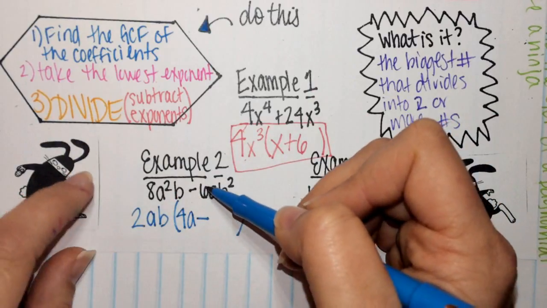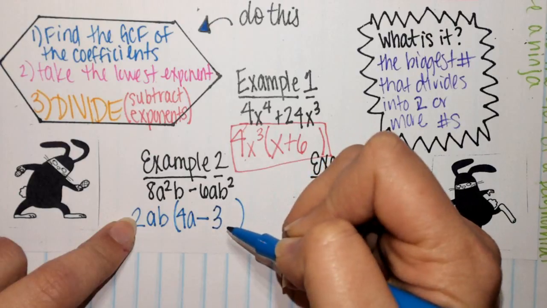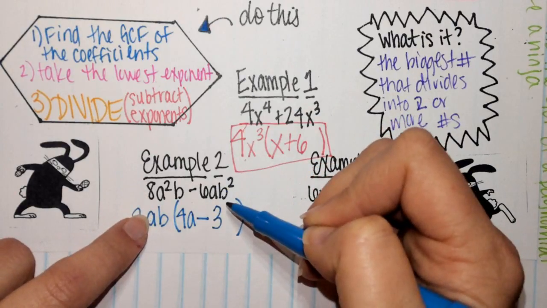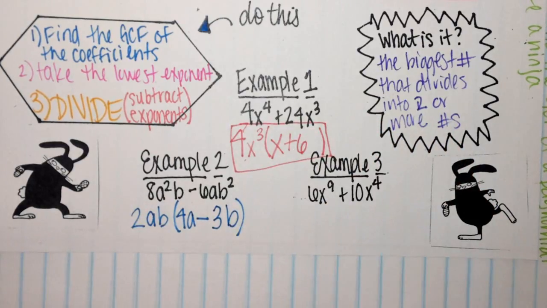Now we go over here. 6 divided by 2 is what? 1 minus 1 is 0. So the A's we don't write those down. And 2 minus 1 is? 1. So we have a B.